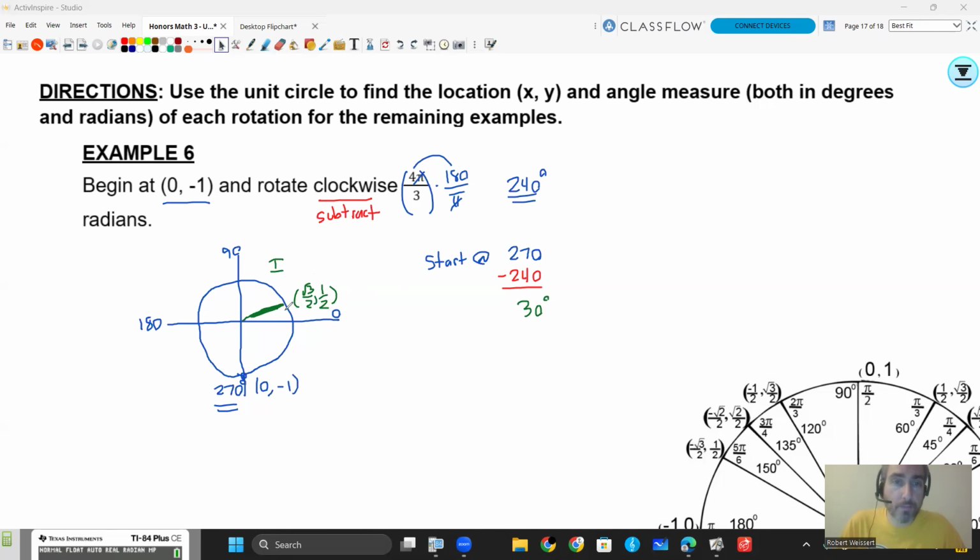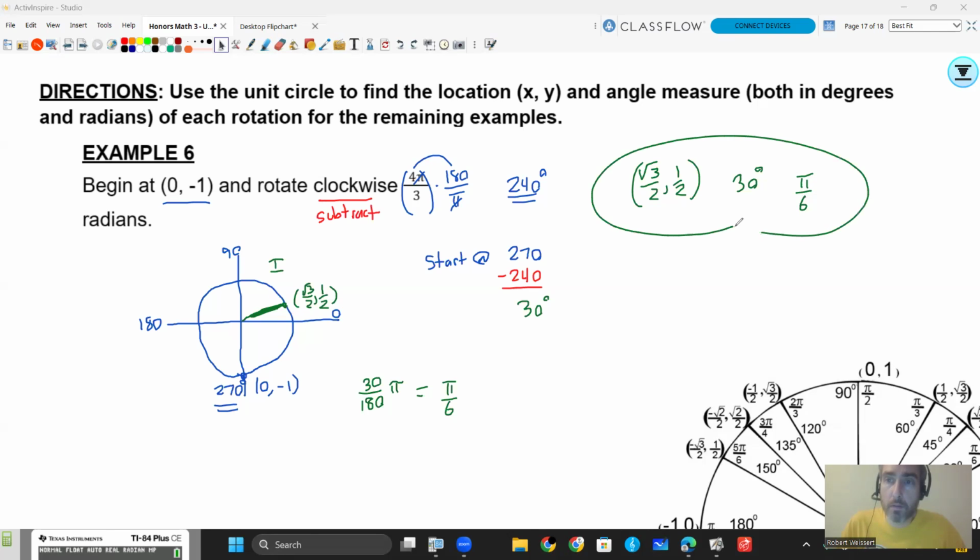So that's my coordinate. Now, as far as the radians go, we can take your 30, again, reduce that out of 180 and put a pi on top. 3 goes into 18 6 times, so it's going to be 1/6. So that's going to equal pi over 6. So our final coordinate is going to be the square root of 3/2, comma 1/2, which is 30 degrees, which is pi over 6 radians.